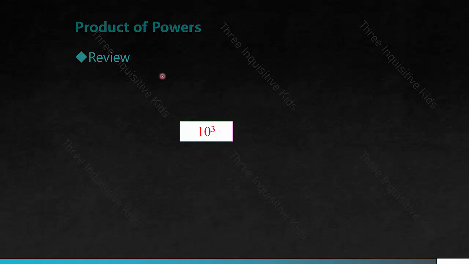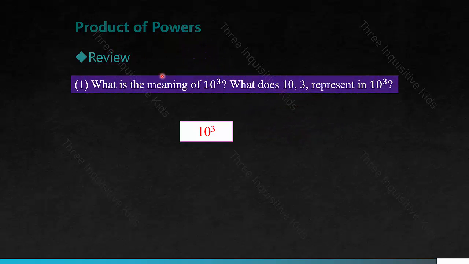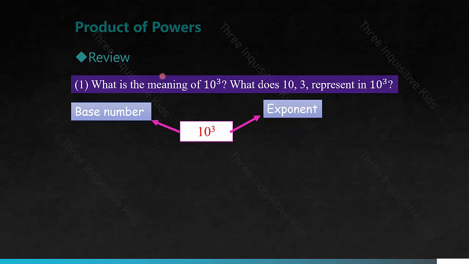Product of powers. Review. What is the meaning of 10 to the 3rd power? What do 10 and 3 represent in 10 to the 3rd power? This 10 is on the bottom, which makes it the base number. It might not always be numbers though. It might be expressions. It doesn't have to be just one number. Or it could be a variable. And the 3 on the top is the exponent.